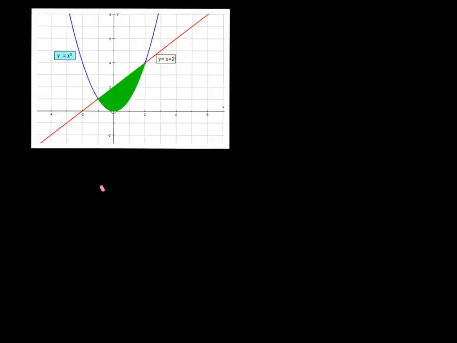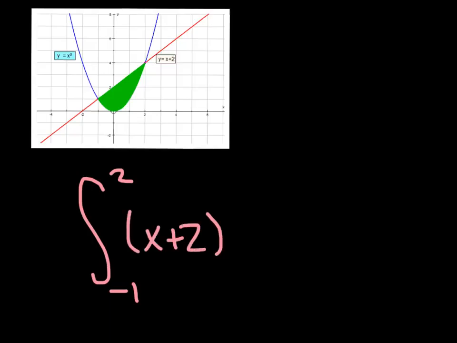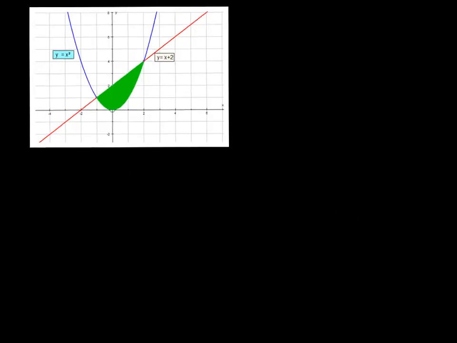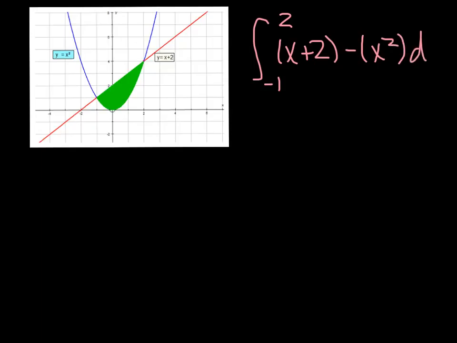The next step is to set up the integral, and as we solved in the last step, the bounds are negative 1 to 2 of the top curve, which is x plus 2, minus the bottom curve, which is x squared, dx. So we have the integral from negative 1 to 2 of x plus 2 minus x squared dx.